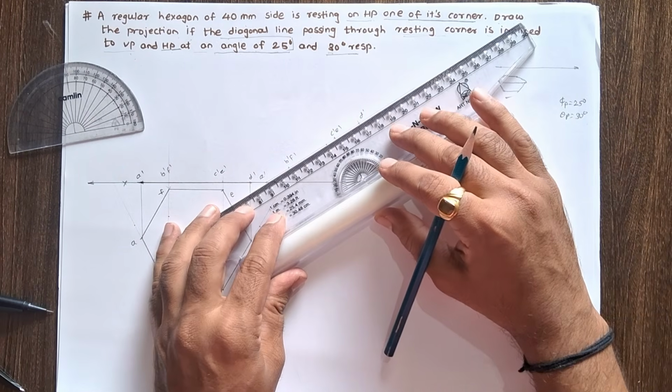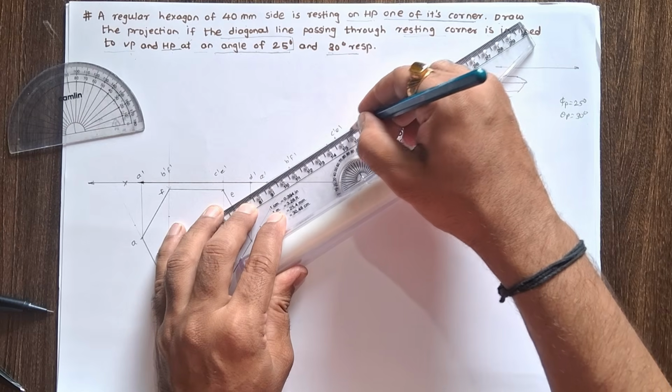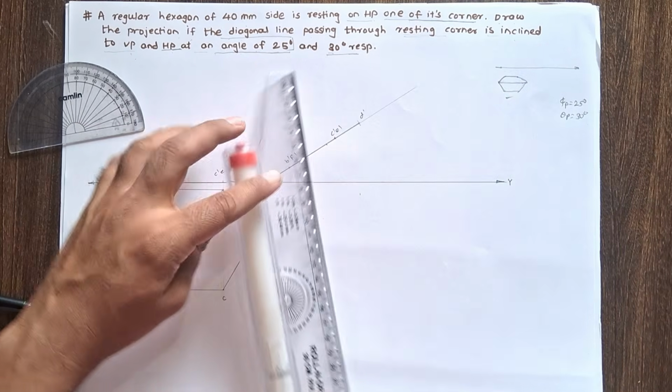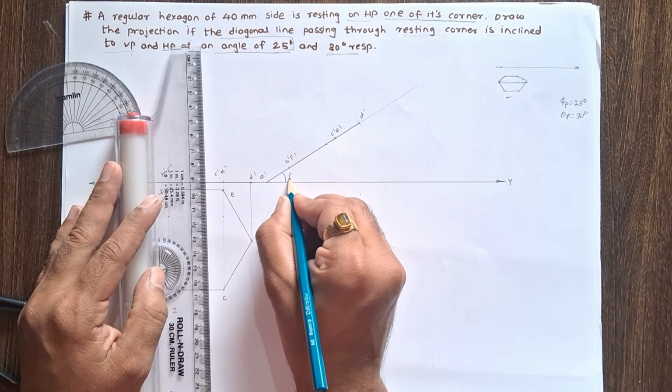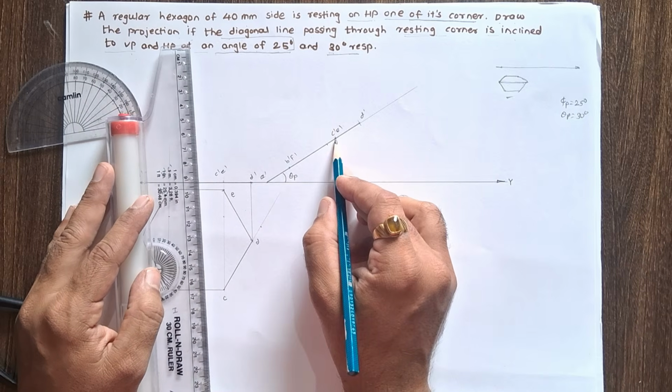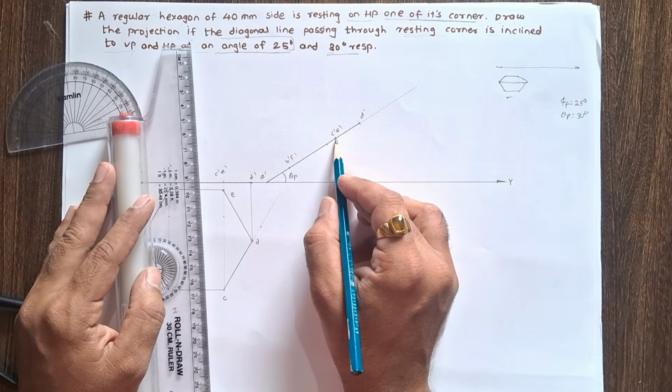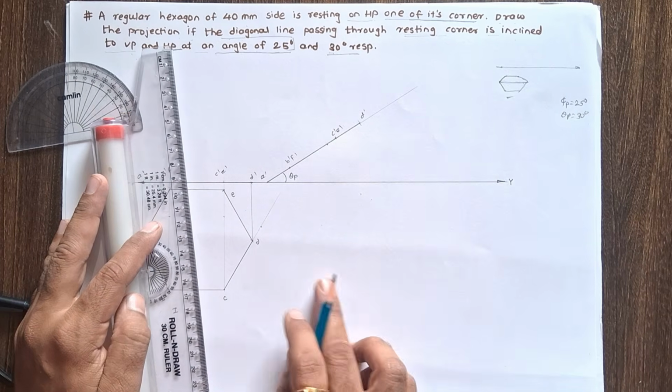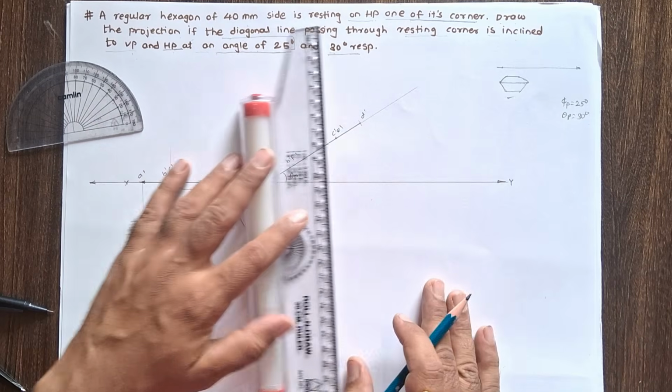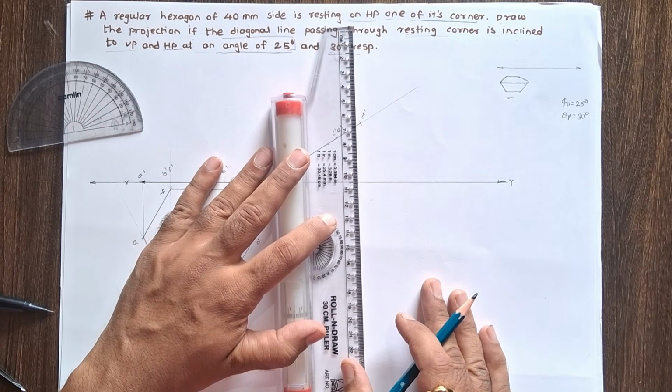Now join A dash and D dash by using a thick line and take a vertical projection. This angle is theta plane angle. This plane makes theta plane angle with horizontal plane. Now for second stage top view, take a vertical projection from second stage front view.